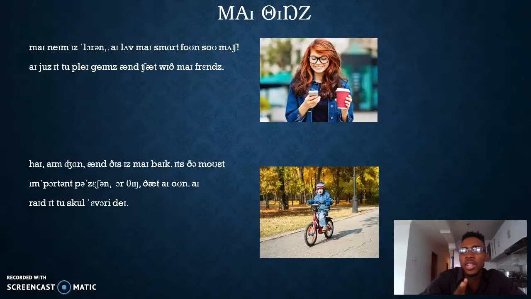In the second picture we can see a boy who is riding a bike. The sentence says, "Hi, I'm John, and this is my bike. It's the most important possession or thing that I own." When I say "own," it's a different word from when I say "have." "I ride it to school every day." He goes to school every day riding his bicycle.